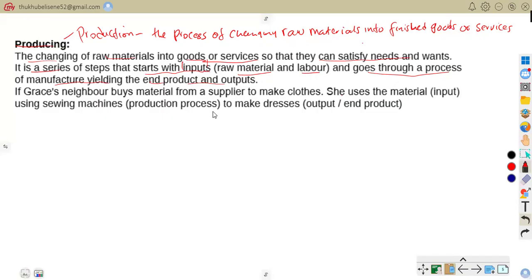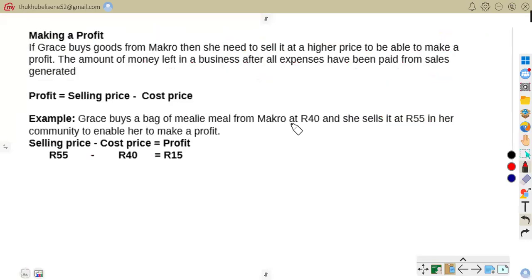So when you talk of outputs, as it says, it goes through a process of manufacturing, yielding the end product and outputs. Outputs are finished products produced, like a completed dress is an output. So if Grace's neighbor buys material from a supplier to make clothes, she uses the material as input, using sewing machines, and then comes to the production process to make a dress as output, which is the end product. So that is that.